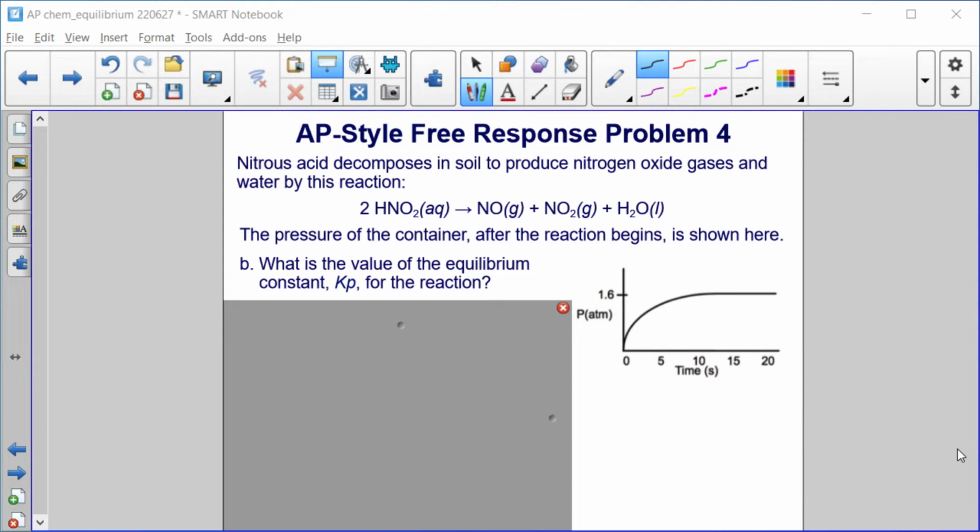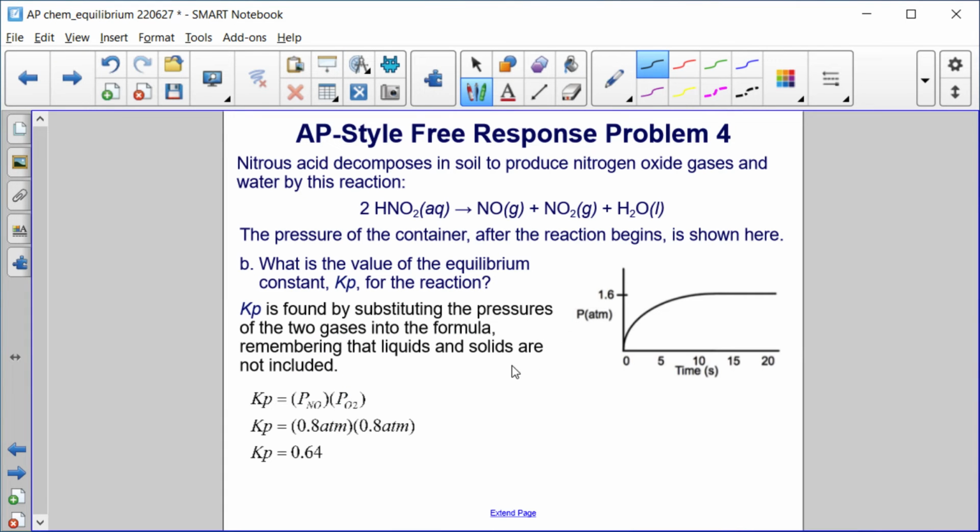Part B, what is the value of the equilibrium constant Kp for the reaction? So we have to write a Kp expression by substituting the pressures of the two gases. So Kp only includes the gas products, PNO times PNO2. In Part A, we found that both gases had partial pressures of 0.8 atmospheres. So 0.8 times 0.8 gives us a Kp of 0.64.